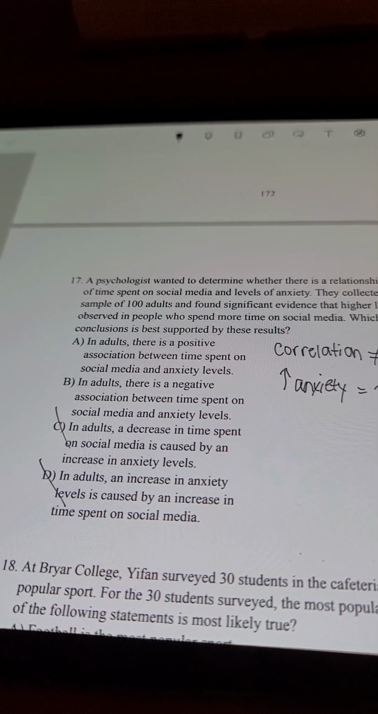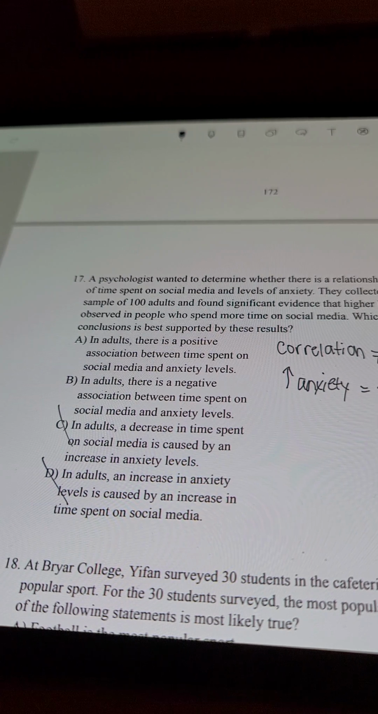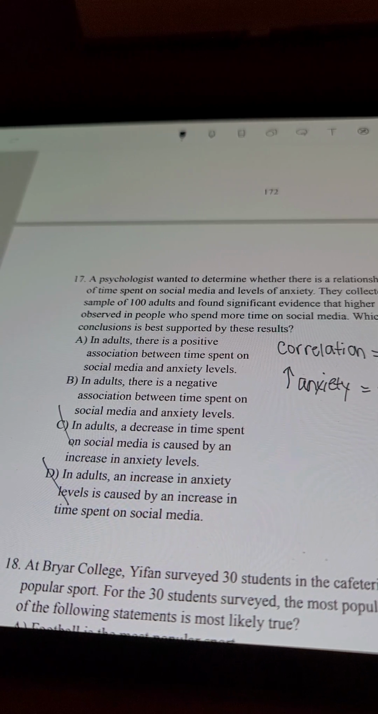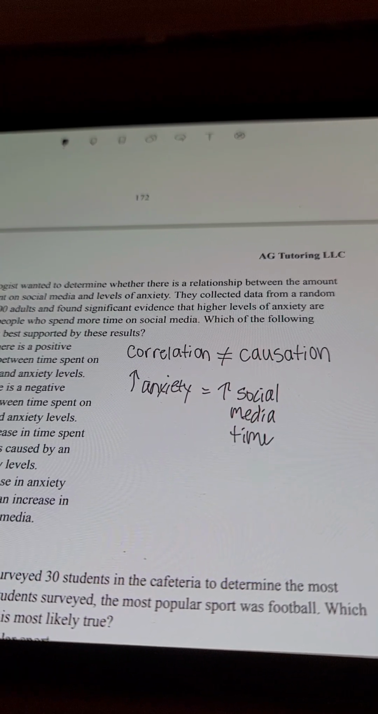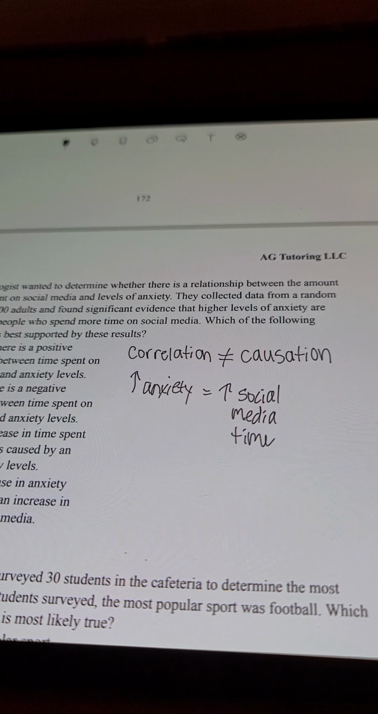Now, we have to determine is it A or B based off of if there is a positive association or a negative association. Now, in this case, there's a positive association because as one thing increases, the other thing is increasing as well.